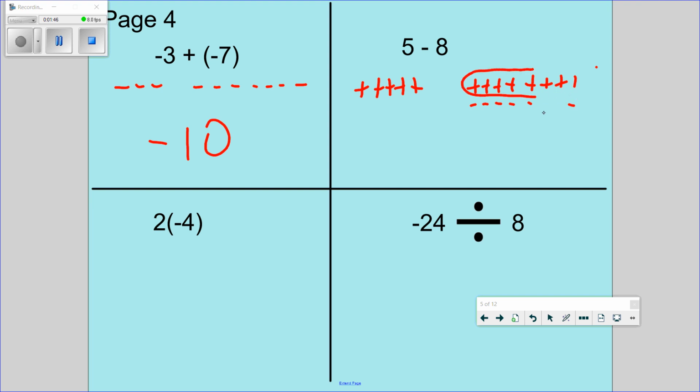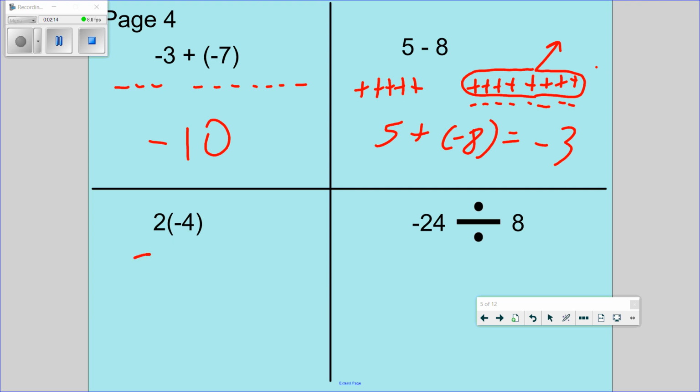Oh, wait. Take away these 8 positives. I'm left with 5 positives plus 8 negatives. That is negative 3. Because if you take away the positives, you're left with negatives. Remember, it's something called add the opposite. So 5 add the opposite of 8 is negative 8.